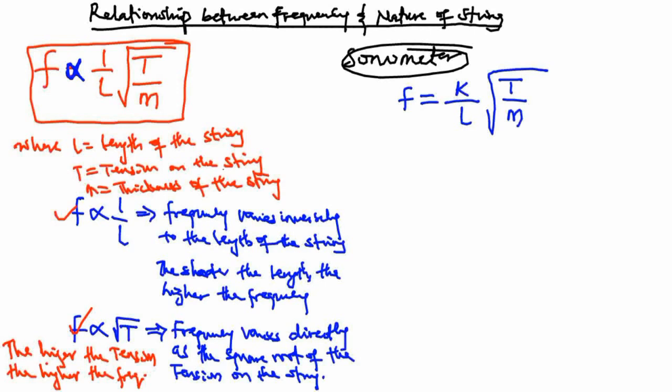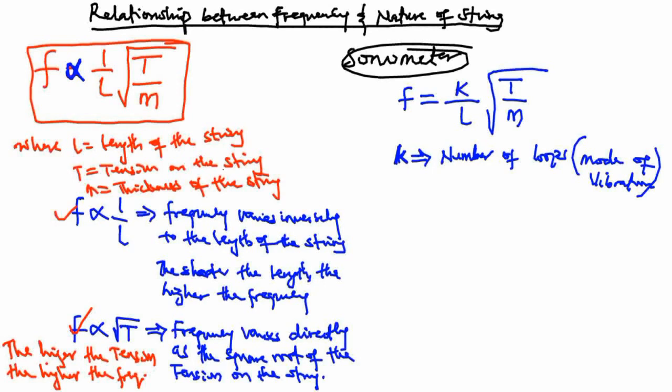So here is just the proportionality sign, k over L, and now k has a physical parameter, and it is simply the number of loops. You remember our loop thing, the number of loops, or what you may call the mode of vibration. That's what k is.